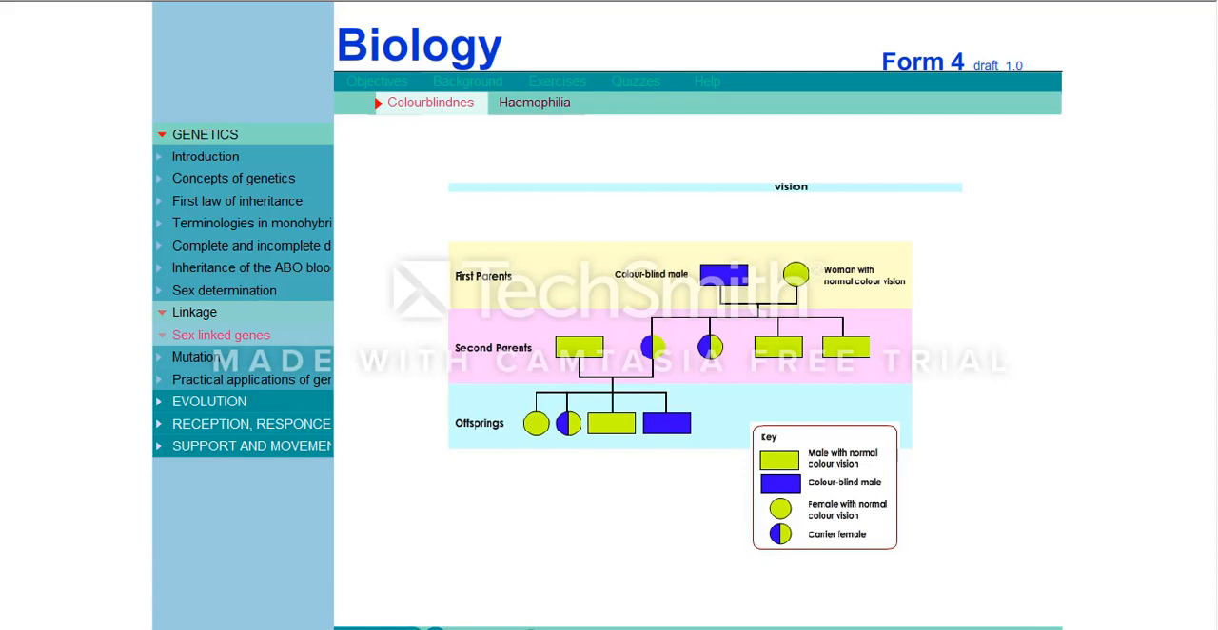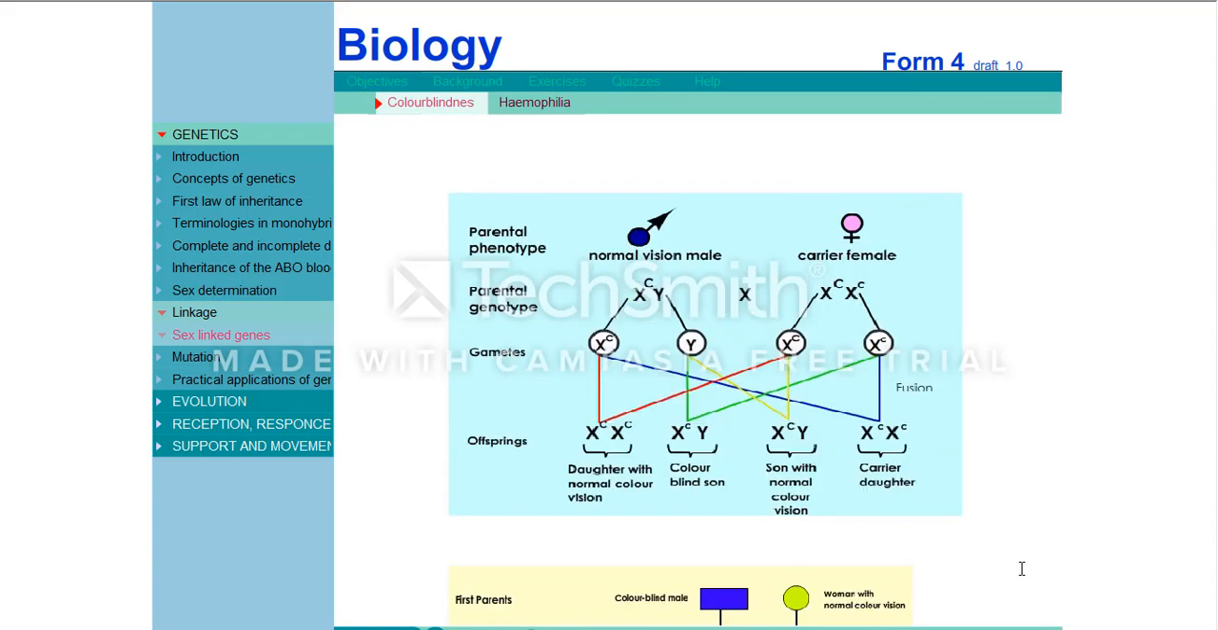A cross between a colorblind man and a woman homozygous for normal color results in daughters being carriers but with normal color vision and sons having normal color vision. The daughters are described as carriers since they are heterozygous.